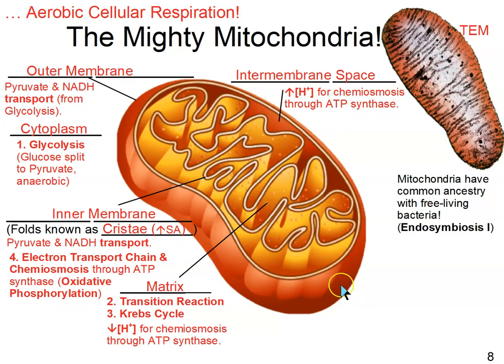And because this whole process requires oxygen, it's referred to as oxidative phosphorylation, as opposed to, in photosynthesis, it's photophosphorylation. Here we have oxidative phosphorylation. In other words, putting a phosphate onto ADP to make ATP. So that's what's going on in the mitochondria and where it's happening.